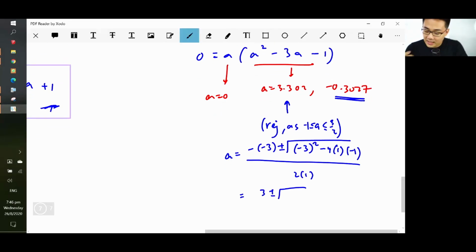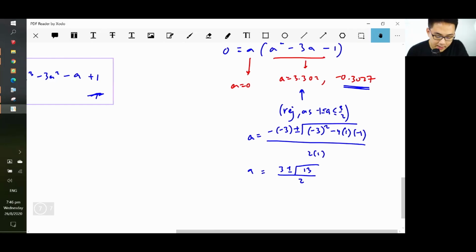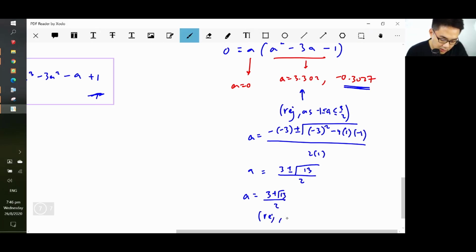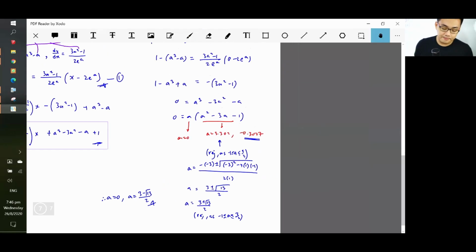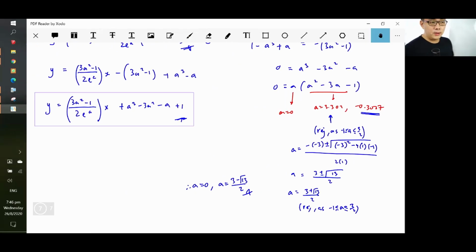Plus minus square root of 9 plus 4, which is 13, right? Over 2. So I need the one which is a negative one. The positive one can be rejected. Reject. Okay, so hence a equals to 3 minus root 13 over 2. Okay, yeah, that's good. Question, people, please talk to me.